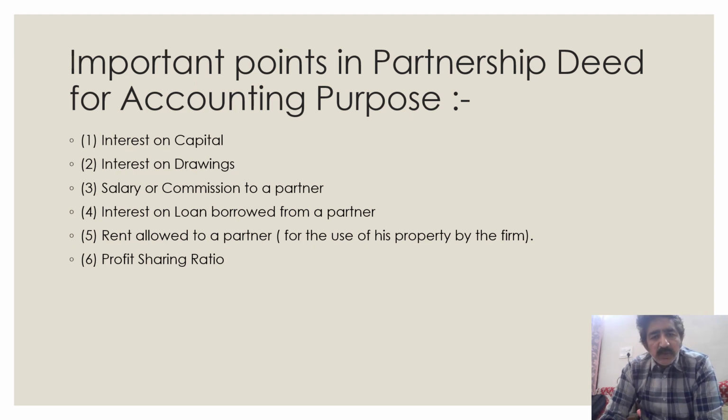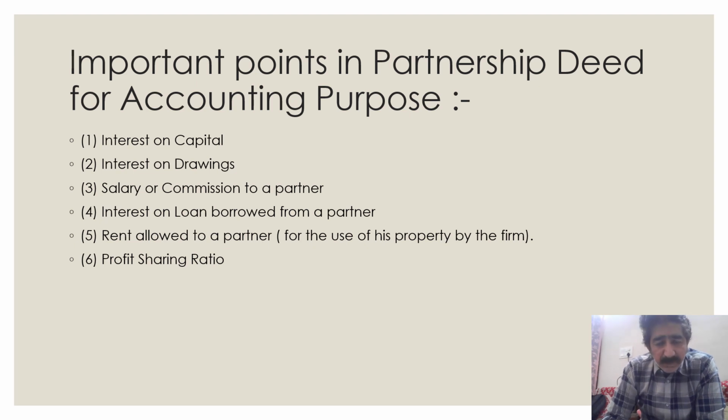Point number 4, interest on loan borrowed from a partner. Children, at times the partnership firm can be in a situation where the firm needs financial help. So they can approach a bank for a loan, but a lot of paperwork is involved. So it can happen that one of the partners is having the funds and he can provide them easily, without much paperwork, to the partnership firm. So when a partner gives money apart from capital to the firm in times of need as a loan, then the partnership firm has to give in return to that partner interest on that loan.